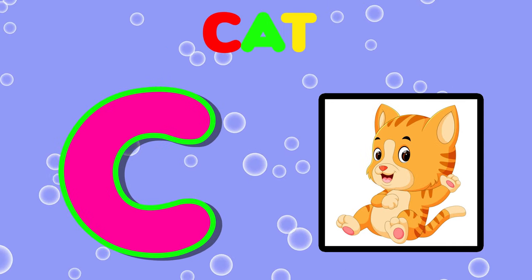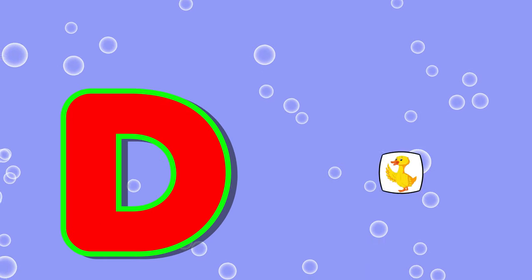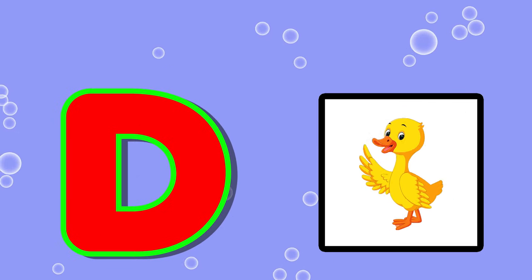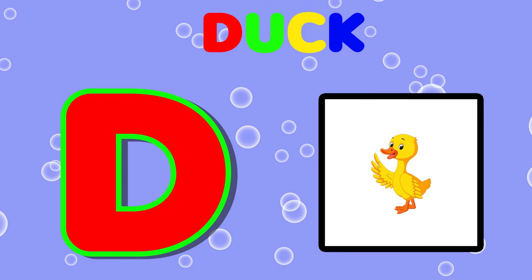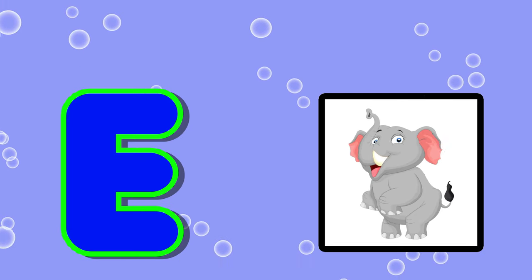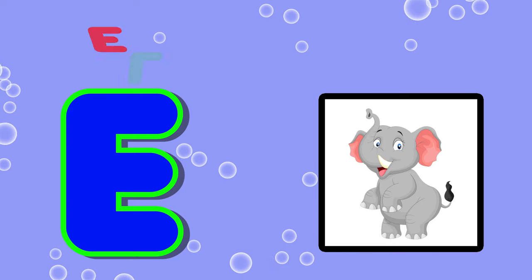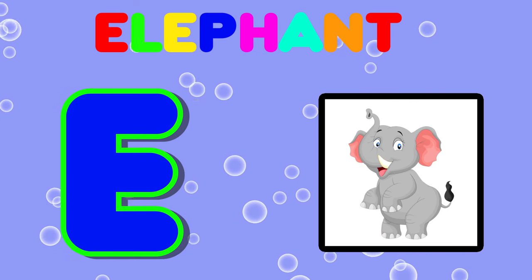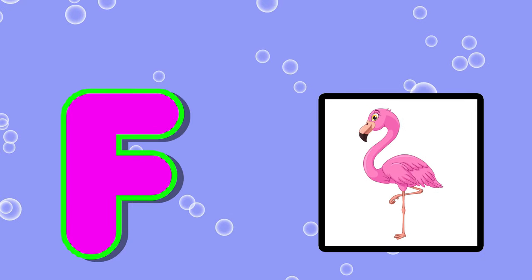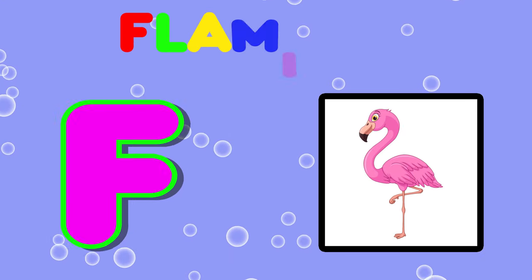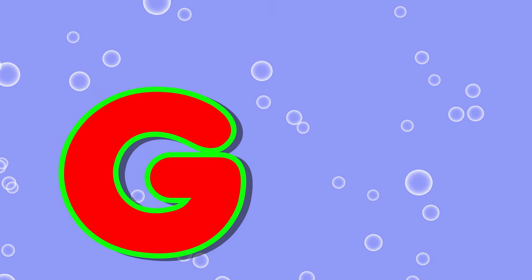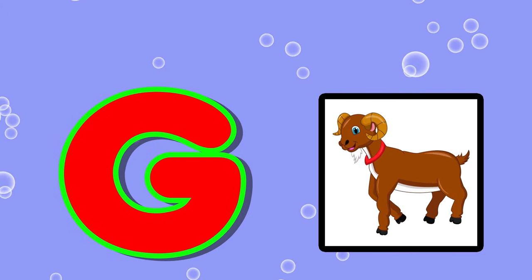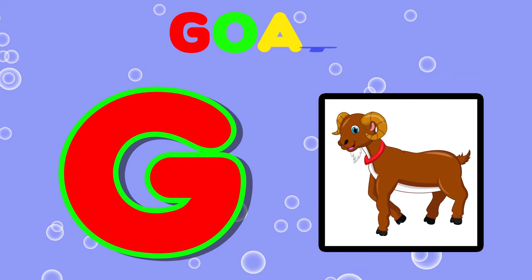D is for duck. D, d, d, d, duck. E is for elephant. E, e, elephant. F is for flamingo. F, f, flamingo. G is for goat. G, g, g, g, goat.